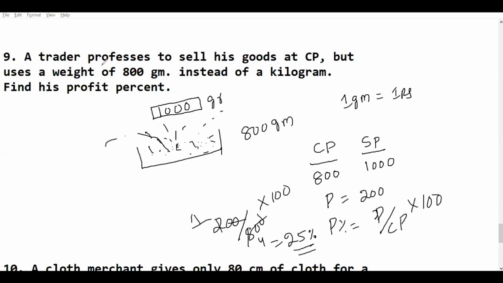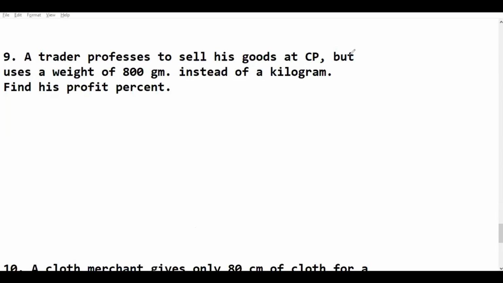Please understand, the trader sells his goods at cost price. This is the keyword here. No one is going to sell their goods at cost price. If they are selling their goods at cost price, they are doing a fraud kind of thing. Okay, so let's go to the next question.